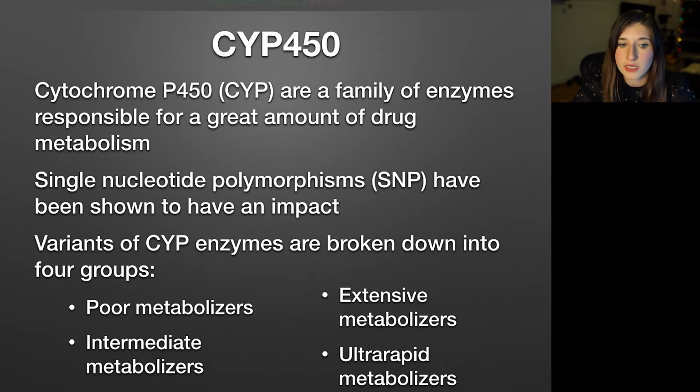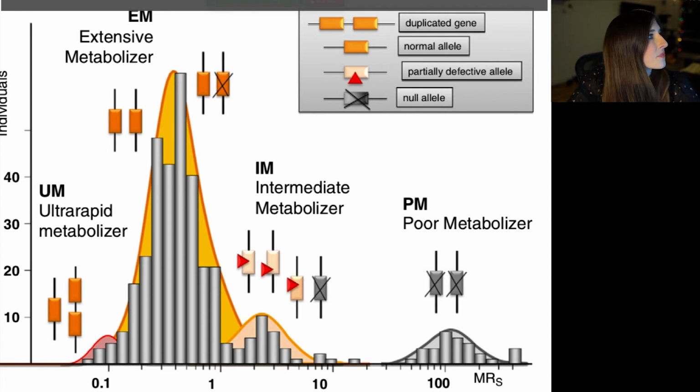So first we have poor metabolizers. They normally do not have any functional alleles. Here we go. So you can see here that poor metabolizers have null alleles. They have non-functioning alleles. They will not be able to go through that first phase of metabolism, and it can cause some really detrimental effects.